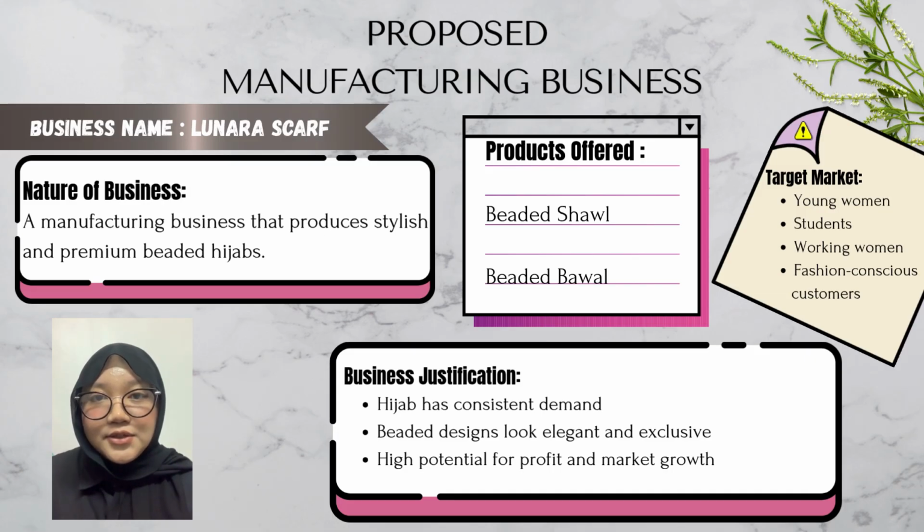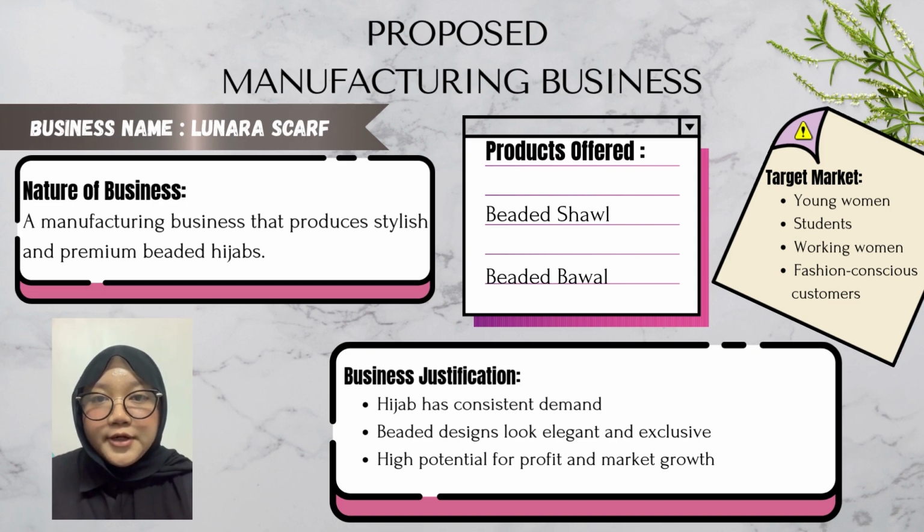Now, let me introduce our proposed business. The name of our business is Lunara Scarf. Lunara Scarf is a manufacturing business that produces stylish, elegant, and premium beaded hijabs. Our business focuses on producing high-quality hijabs with beautiful bead decorations. We want our product to look exclusive and attractive so that customers feel confident and fashionable when wearing them.